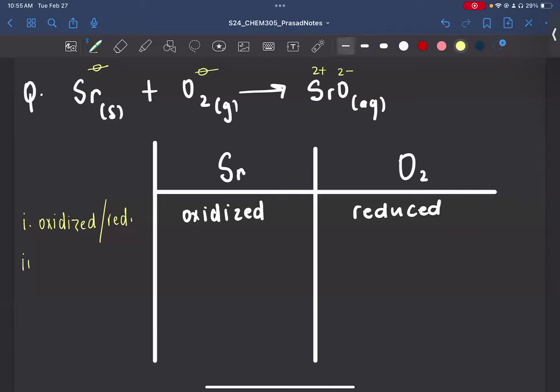Next, I'd like you to then identify the agent, or rather, what type of agent they are. All right, well, the strontium is oxidized and causes the reduction. So in this case, the strontium is the reducing agent.